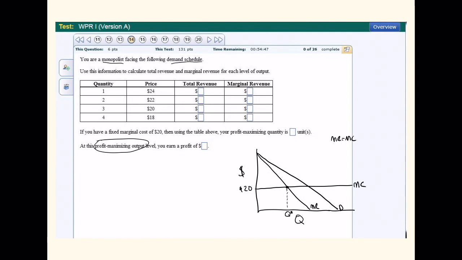And then to find our optimal price, we would actually move up to the demand curve. This is the maximum amount that a consumer is willing to pay for that quantity of goods. And then to find the total amount of profits, we would just draw this line horizontally. This would be our total profits. So let's apply this graph to this actual number situation that this problem gives us.